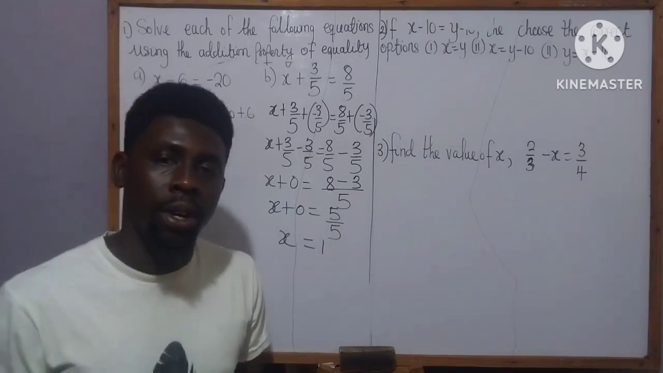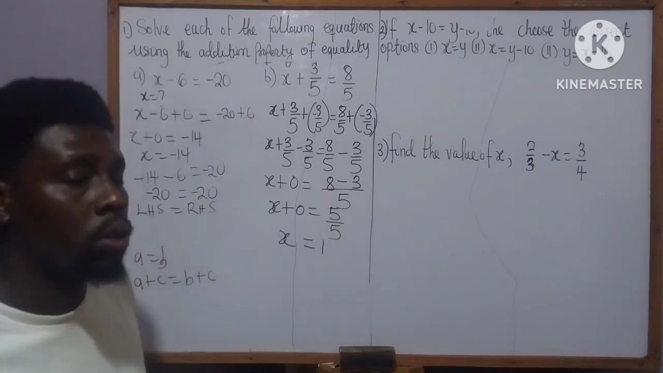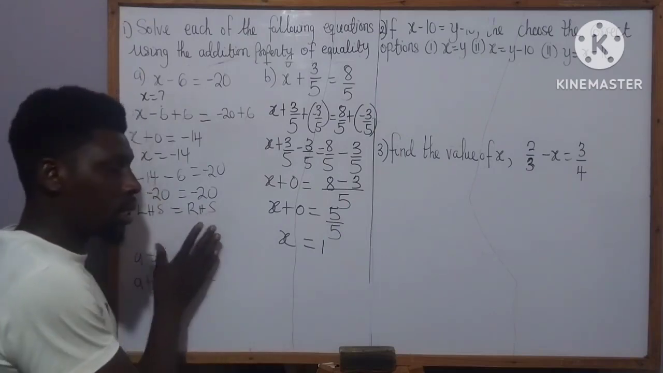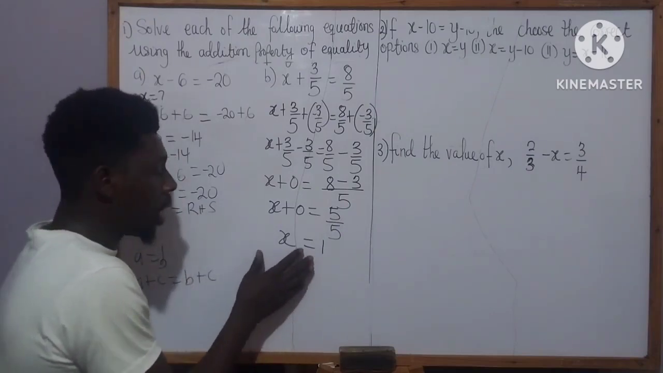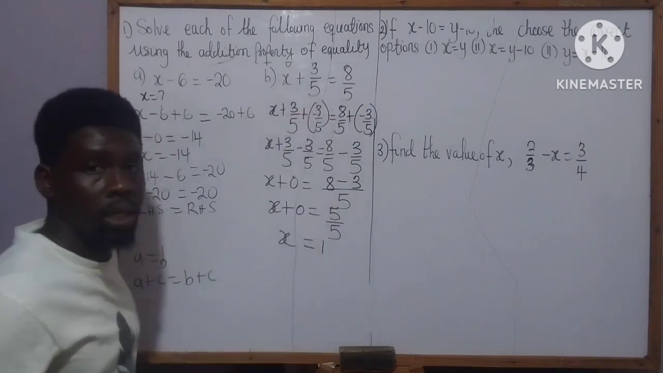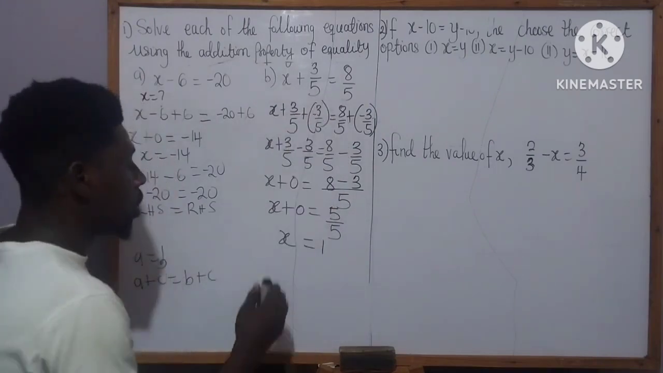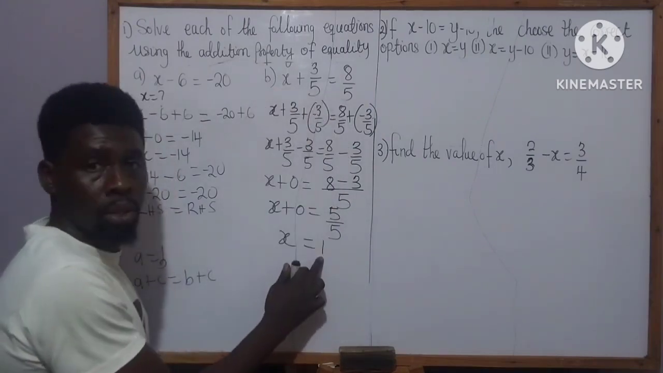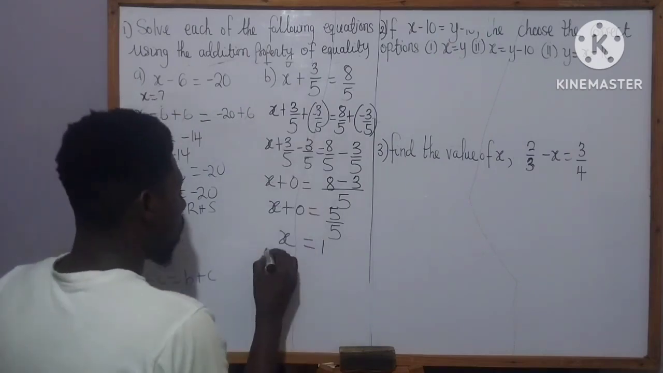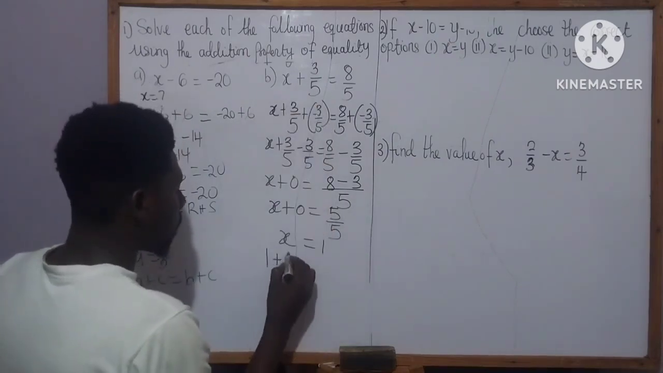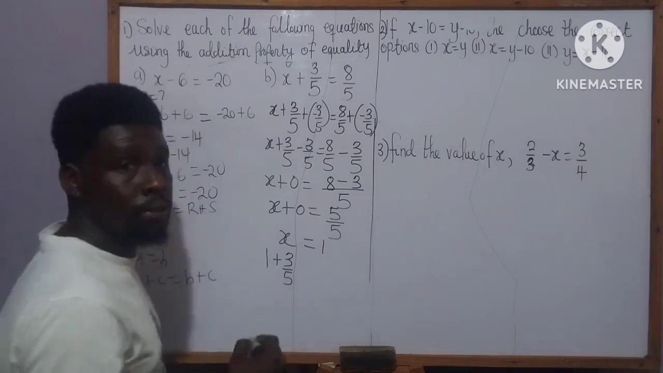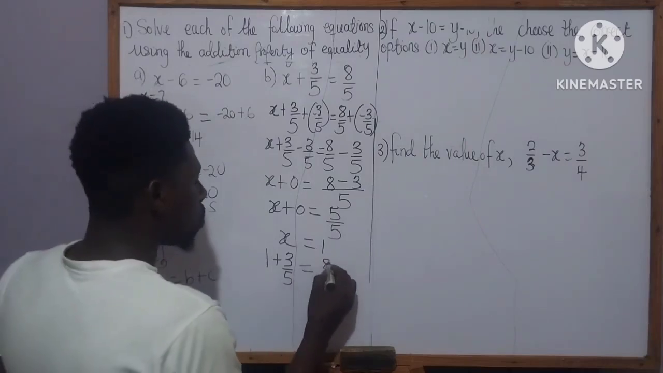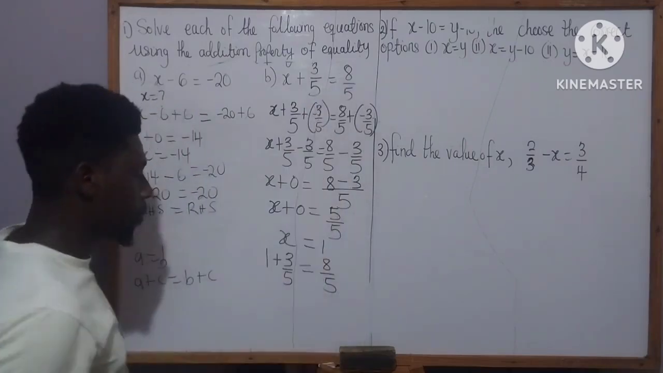So let's check or verify if x is truly equal to 1. As I did here, I'm substituting x equals 1 into the equation for us to verify. So in place of x, I can put the number 1. So 1 plus 3 over 5. Let's find out whether it will be equal to 8 over 5.